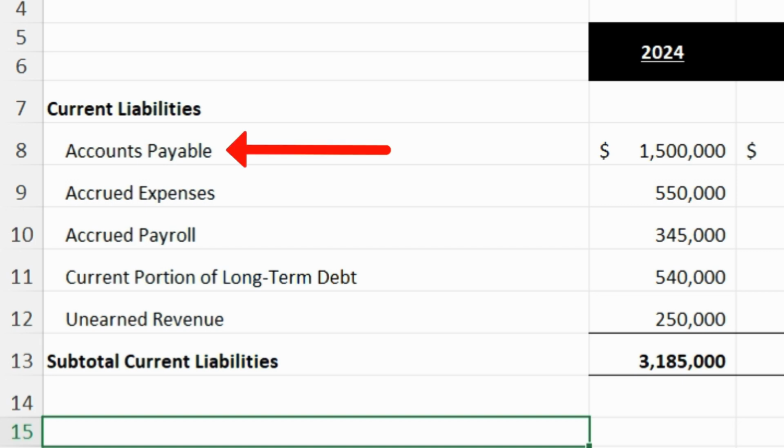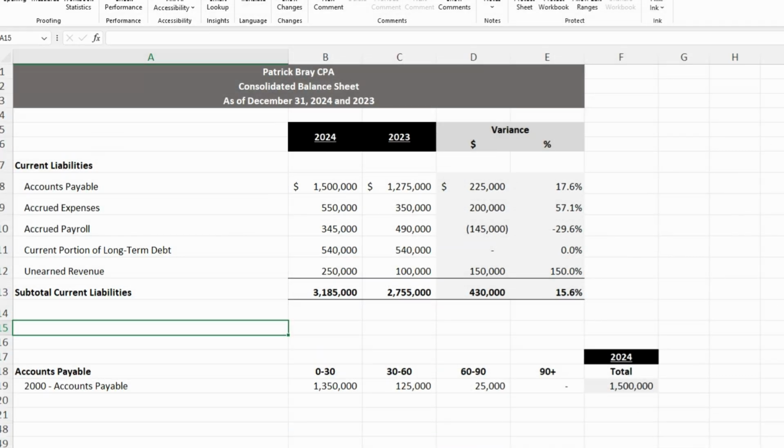We have accounts payable, we have accrued expenses, we have accrued payroll, we have our current portion of long-term debt, and we have unearned revenue. We're going to go through each individual piece. First category is accounts payable.